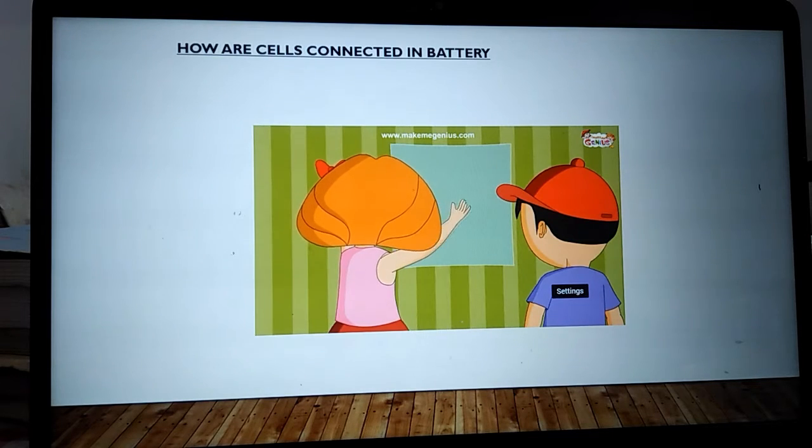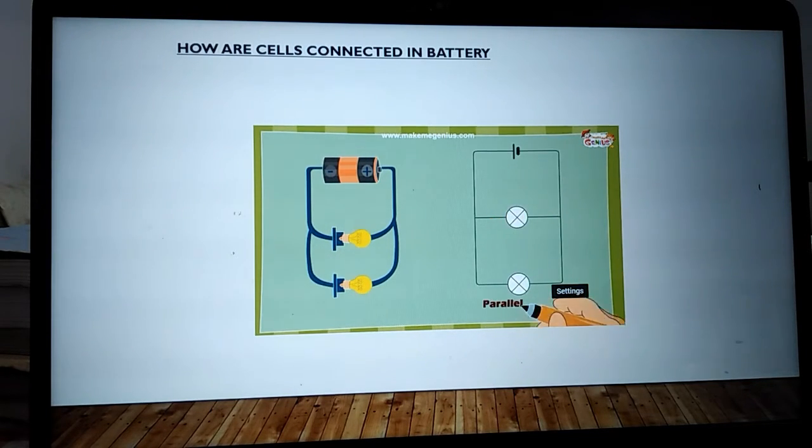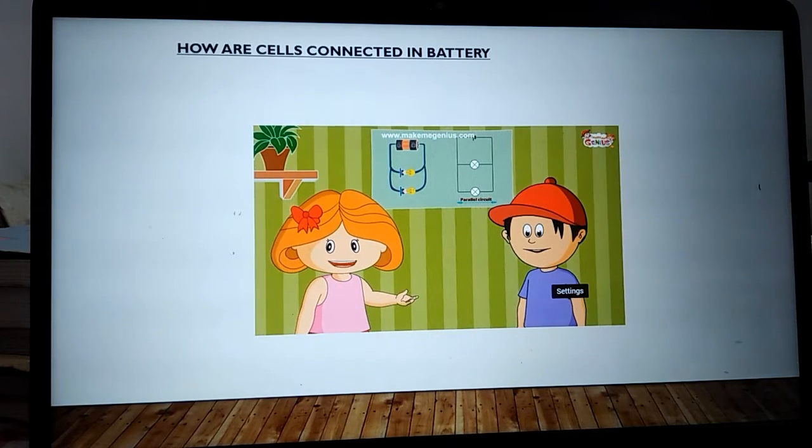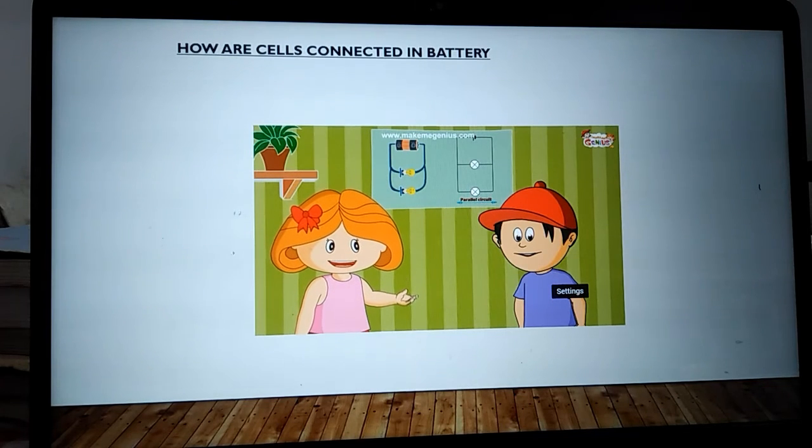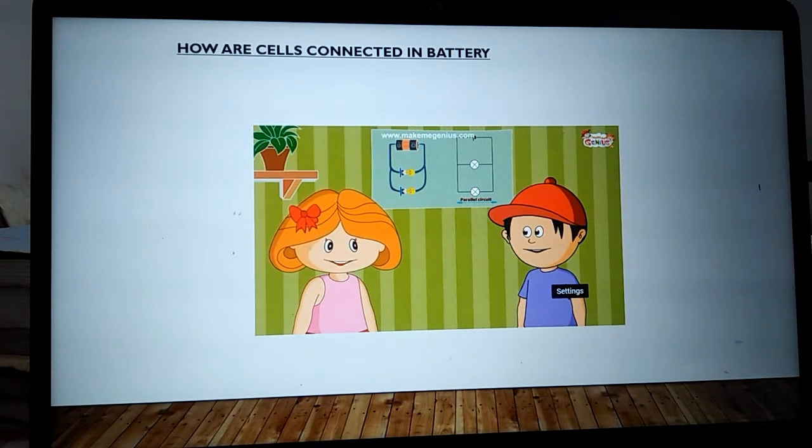Oh yes. Here it is. Is it okay? Perfect. Let's clap for your work. Now can you tell me one benefit of parallel circuit?